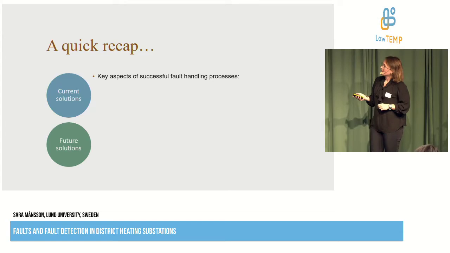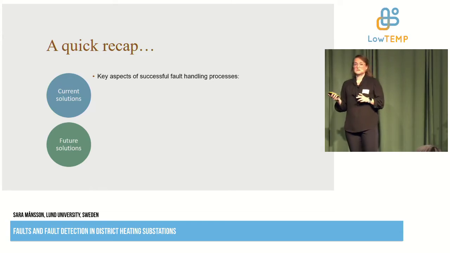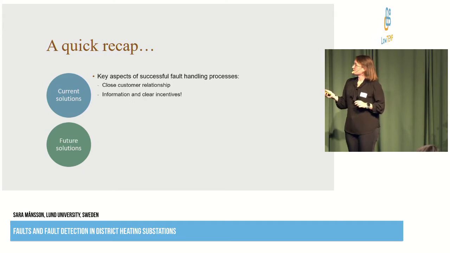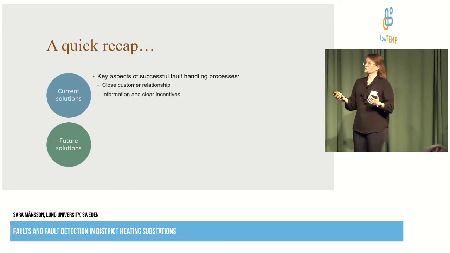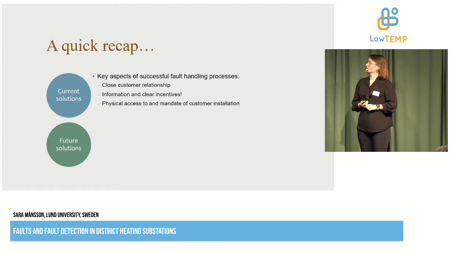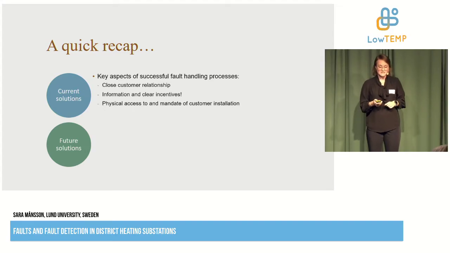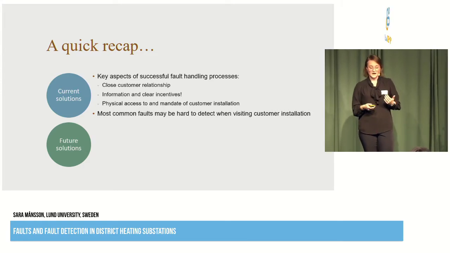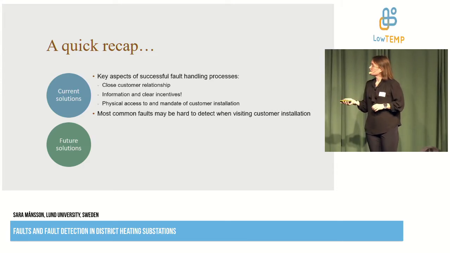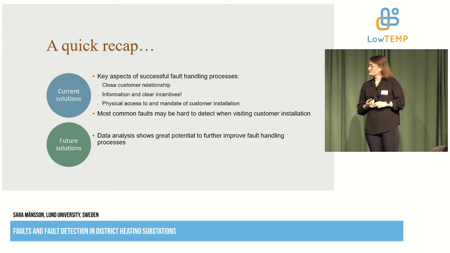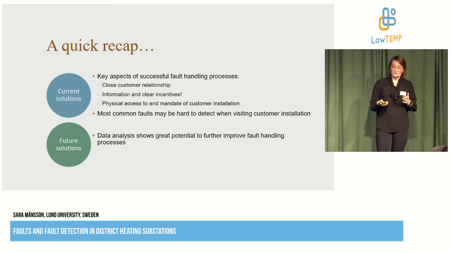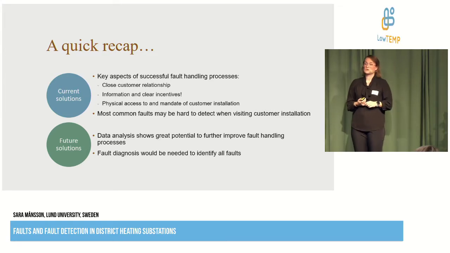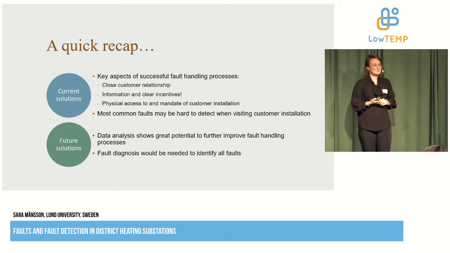I'm running out of time, but if we look at the current solutions, the key aspects of successful fault handling processes are close customer relationships, information and clear incentives towards the customers, and also physical access to and mandate of the customer installations. And then also that the most common faults may be very hard to find when only visiting the customer installations. And for future solutions, we think that data analysis shows great potential to further improve the fault handling processes, and that also fault diagnosis would be needed to identify all of the faults.